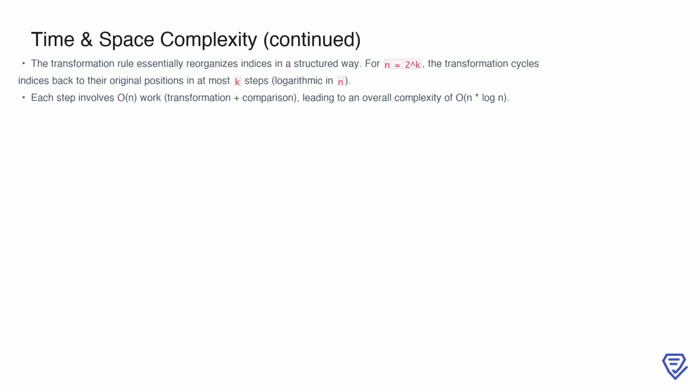Each of these steps requires O(n) work for the transformation and comparison, leading to a total time complexity of O(n log n). This analysis highlights how the predictable structure of the permutation allows us to efficiently solve the problem, avoiding unnecessary computations and ensuring the solution is both time and space efficient.